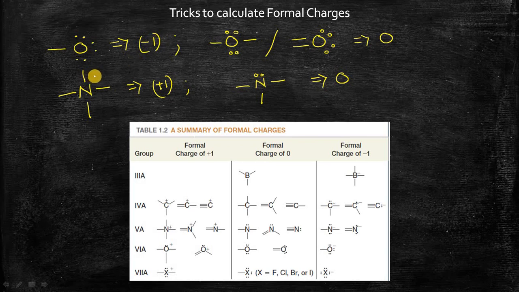So the first trick is that if you see any oxygen atom in this type of configuration, where it is only single bonded with some kind of atom, then you can be sure that the formal charge of that oxygen will be none other than -1 if there is only a single bond.